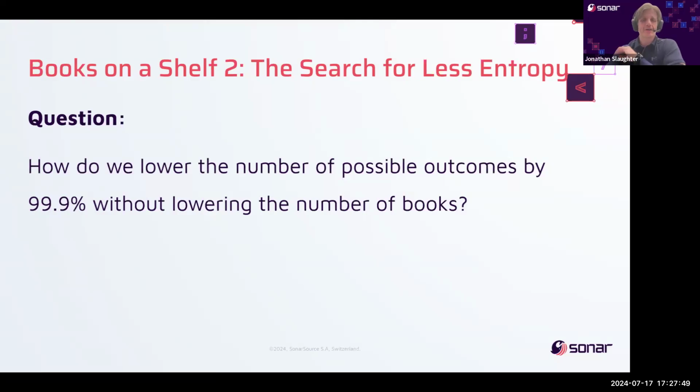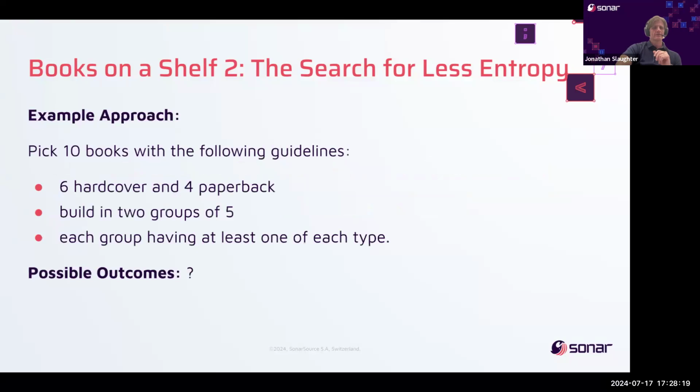So how do we lower the number of possible outcomes by 99% without lowering the number of books? What we want to do is take those 10 books with their 3.628 million possible outcomes, and take that 99% that we talked about earlier and say, if I could reduce the number of possible outcomes for 10 books by 99.9%, how can I do that? Well, there's lots of different ways, but let's take a look and see what we can do.